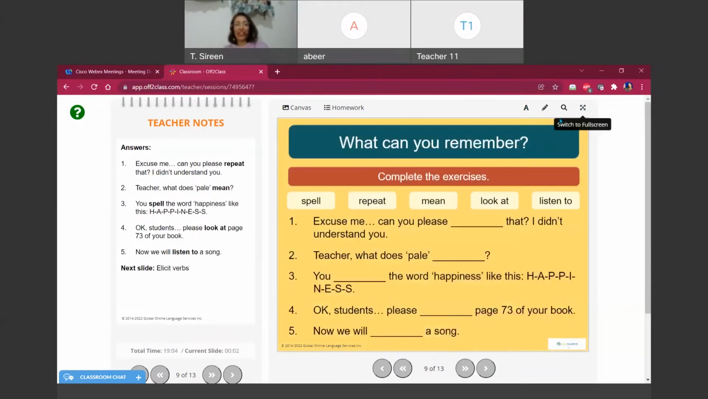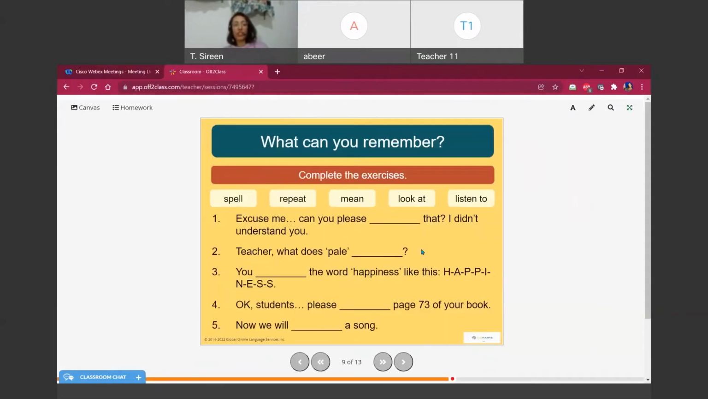Okay. Let's complete this exercise. So we've got here, for example, spell, repeat, mean, look at, and listen to. Let's try to put each word in the right place. يلا. I want you to read and tell me what's the word that we're going to apply.